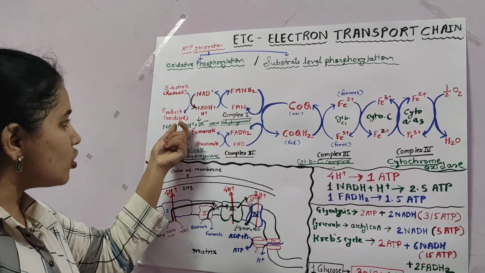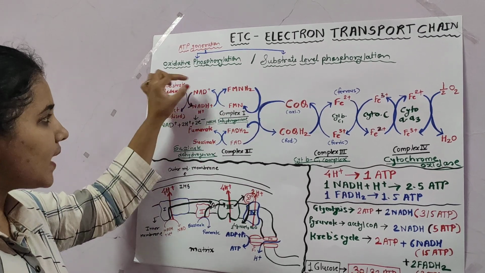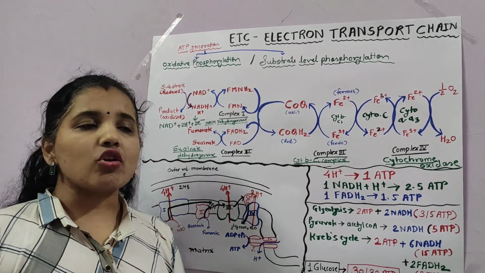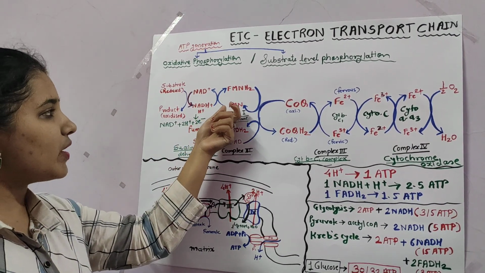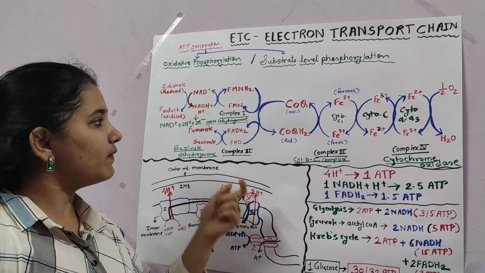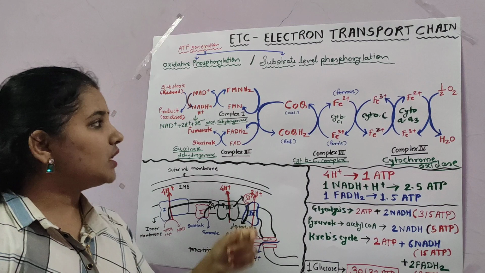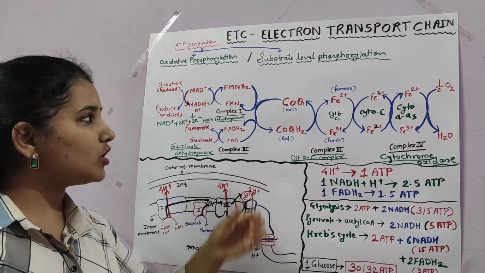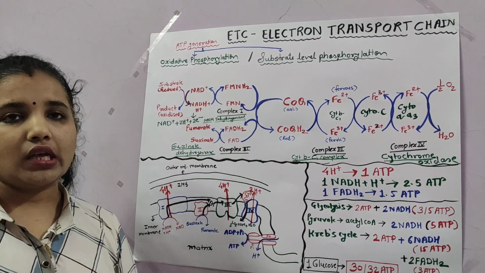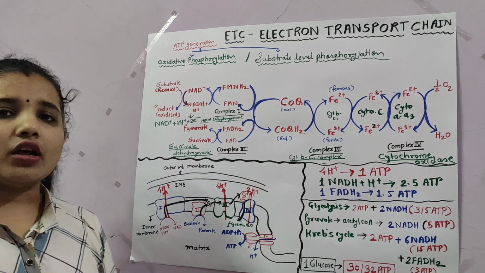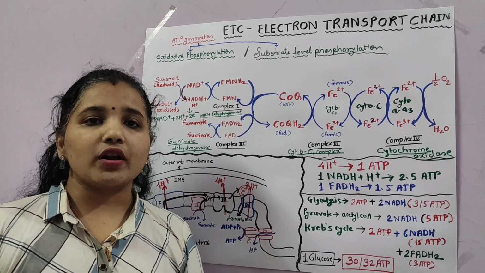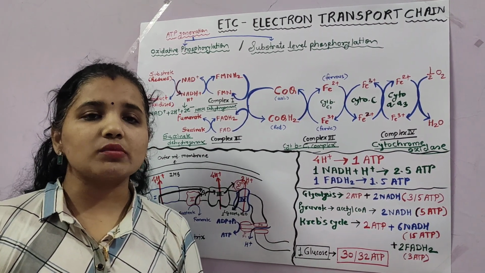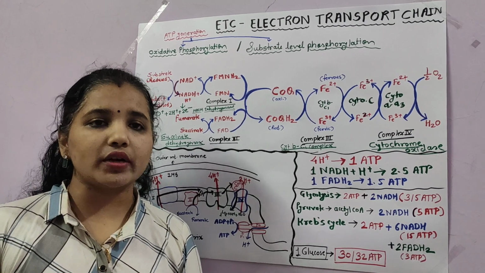Now these two protons and this NAD plus is recycled again. And what happens with these protons and the electrons? They are accepted by the FMN, flavin mononucleotide, which is a part of complex 1. This FMN accepts the two protons and two electrons and gets reduced into FMNH2. This complex 1 also contains many iron sulfur centers, which are also responsible for the transport of the electrons through it.